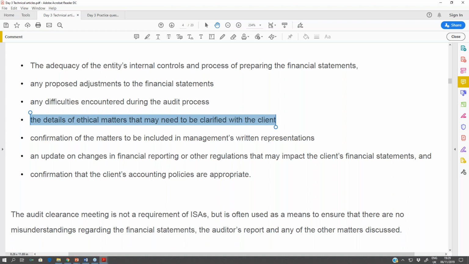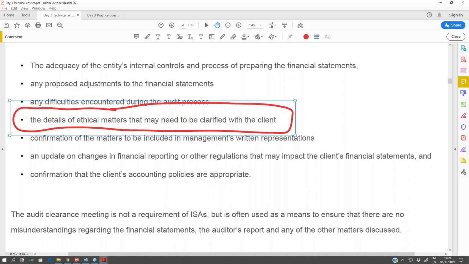The other examples in this article are the same as the previous article, but this example is added, and this example becomes very important. These are the details of the ethical matters that may need to be clarified with the client. So now, can my list become 8 here? Should I write the 8th point in my list?